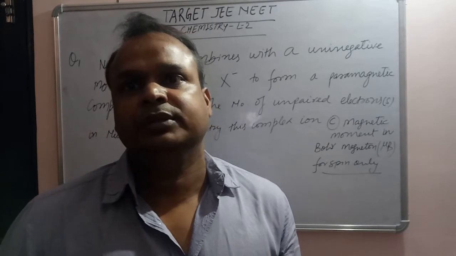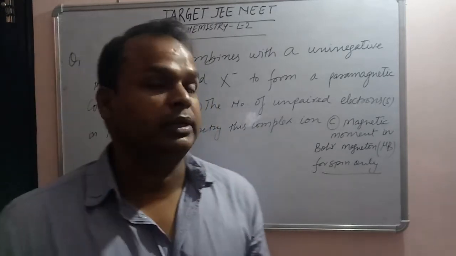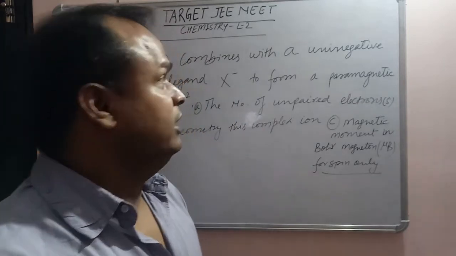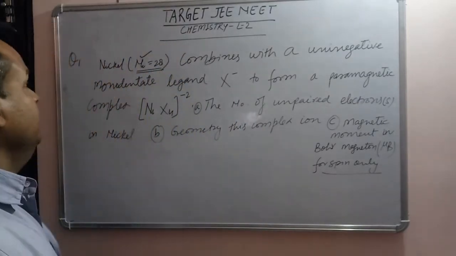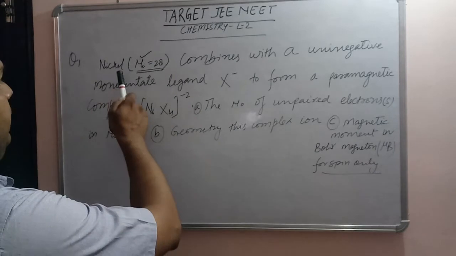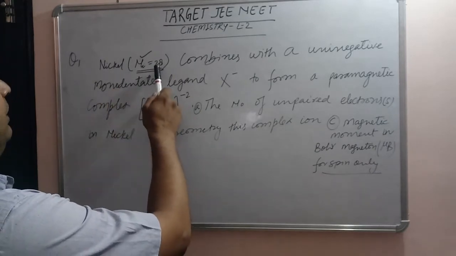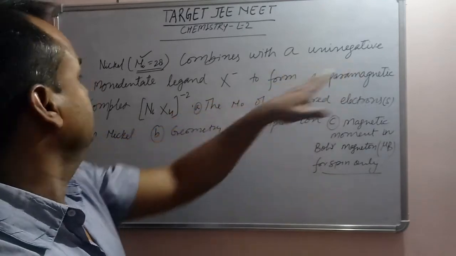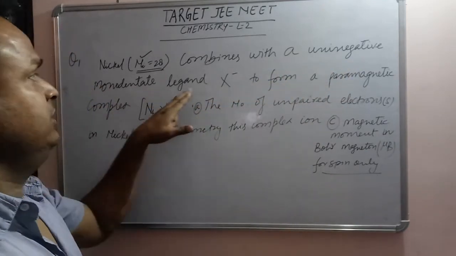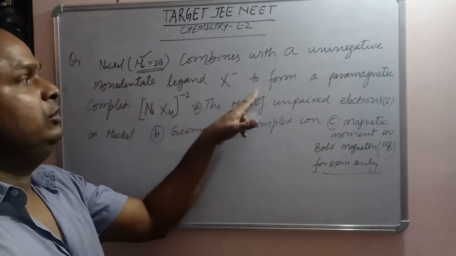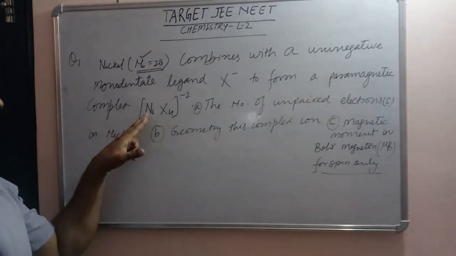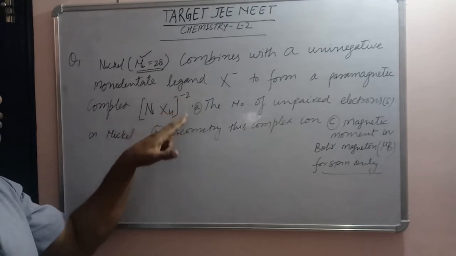Today again I came with some special questions on chemistry based on the topic transition elements. So my first question is: nickel with atomic number 28 combines with a uni-negative monodentate ligand X minus to form a paramagnetic complex, that is NiX4 power minus 2.